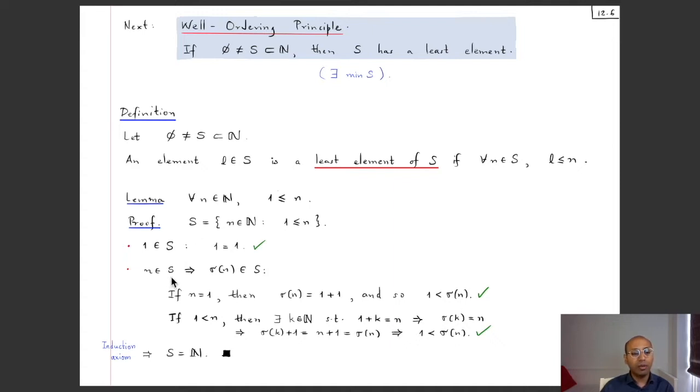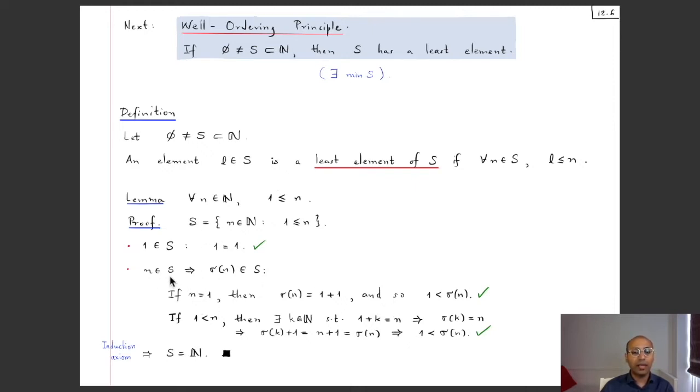Now if n belongs to S, we want to show that its successor also belongs to S. Now if n happens to be equal to 1, then the successor of this n would be 1 plus 1, and so to 1 I have to add something to get sigma n, and so 1 is strictly less than sigma n, and so it's also less than or equal to sigma n. So this holds with n replaced by sigma n, and so sigma n belongs to S in this case when n is equal to 1.